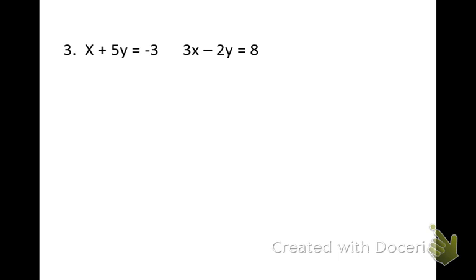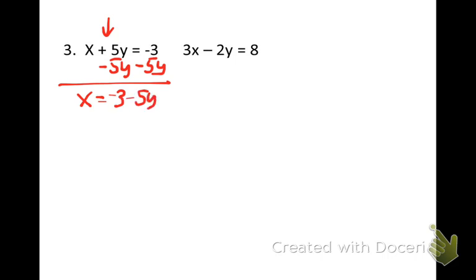Now in these two equations, neither variable is by itself, but the x here has a coefficient of 1 in this equation, so I'm going to isolate it and get it by itself by subtracting 5y from each side. And here, since it doesn't really matter what goes first, I'll just write negative 3 minus 5y. So now in the second equation, I'm going to substitute that in place of my x, so it'll be 3 times the quantity negative 3 minus 5y, minus 2y, equal 8.